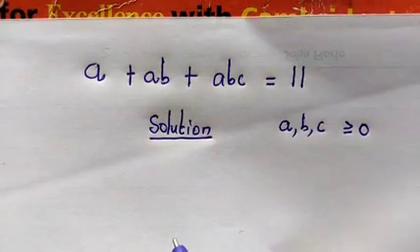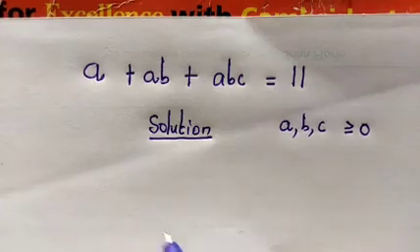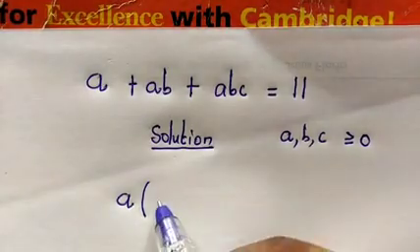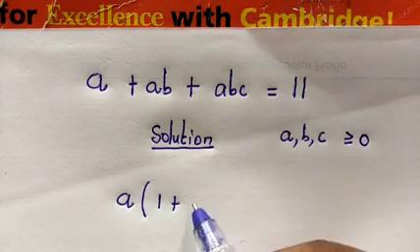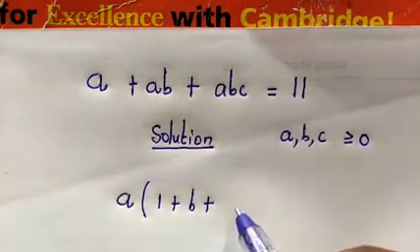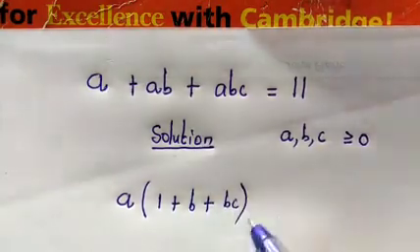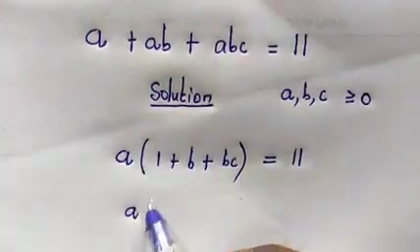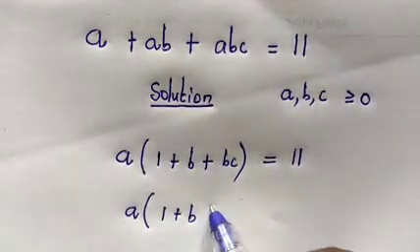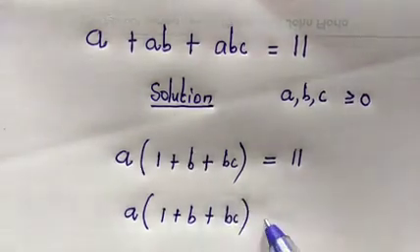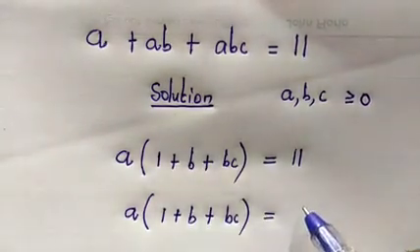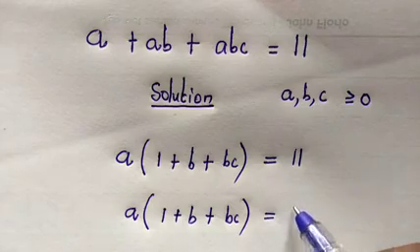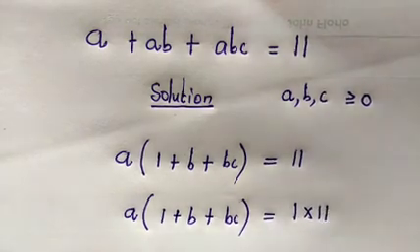Now we can see from the left-hand side of this equation, something is common, and that is a. So let's factor out a. If we factor out a, then we have 1 plus b, since ab divided by a gives us b, plus abc divided by a gives us bc. So this is equal to 11. From here we have a times (1 plus b plus bc) equal to 11. Remember we're solving for positive integers, so we're going to factor 11 into 1 multiplied by 11.